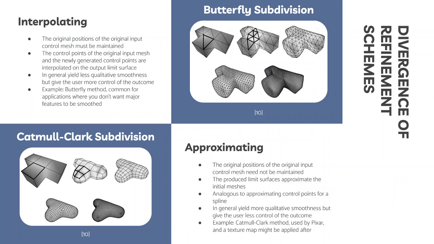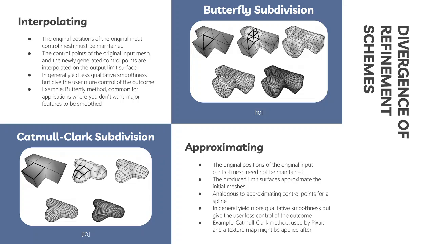So from Chaikin's algorithm, we arrive at the two main categories of subdivision surface generation algorithms that have been derived by many others after him. They are immediately derived from the definition we saw with respect to spline curves, so you can think of them in that way. For interpolating subdivision surface algorithms, such as the butterfly method, the original positions of the input control mesh will be in the output control mesh. The output limit surface is thus an interpolation between the generated control points and the original input control points.